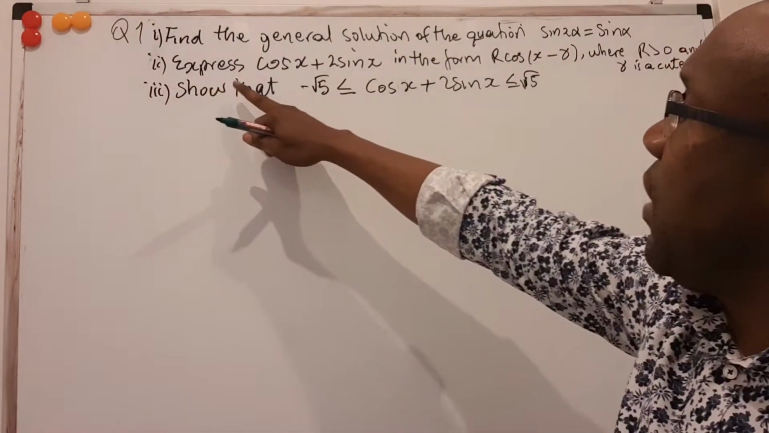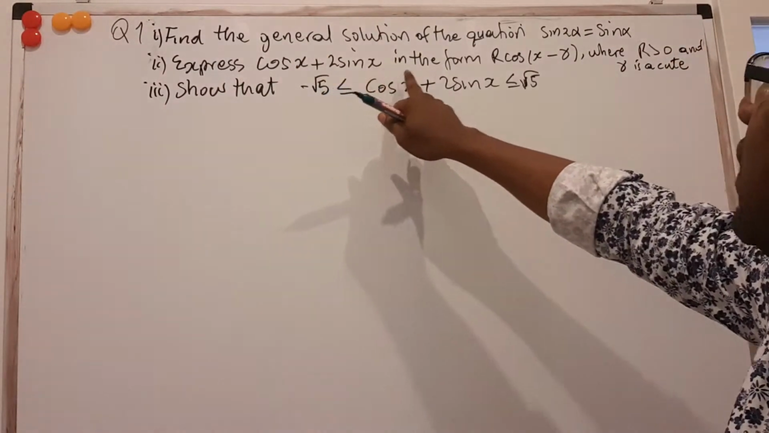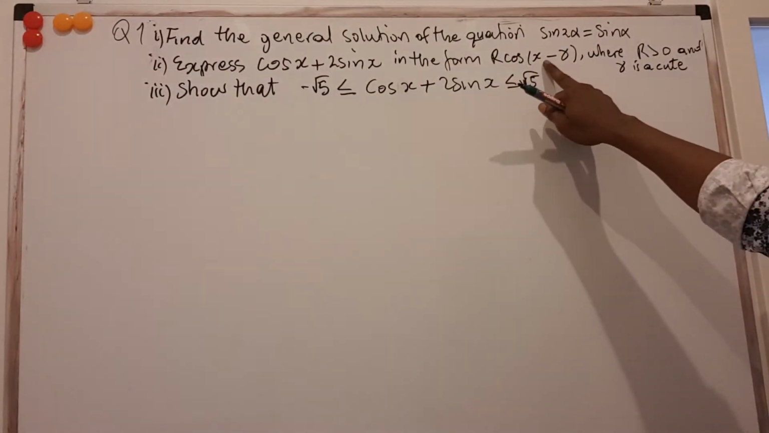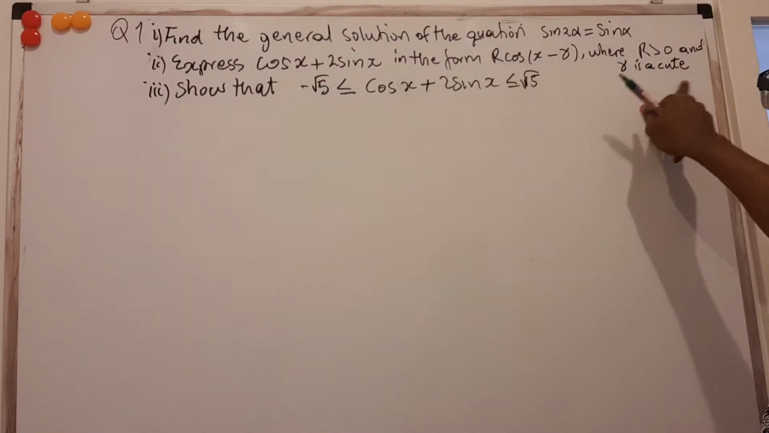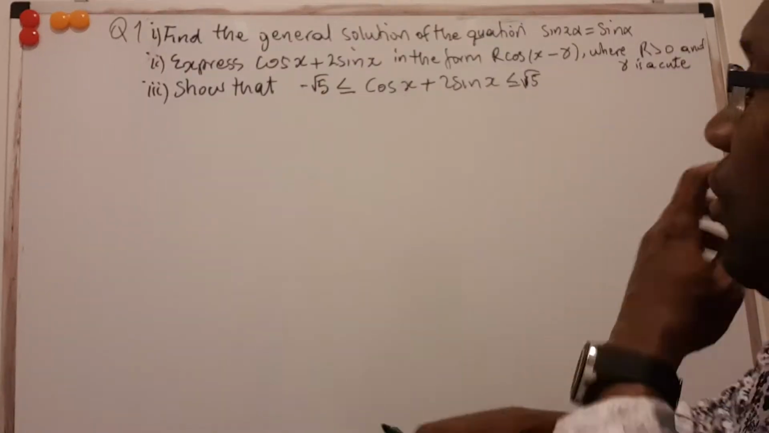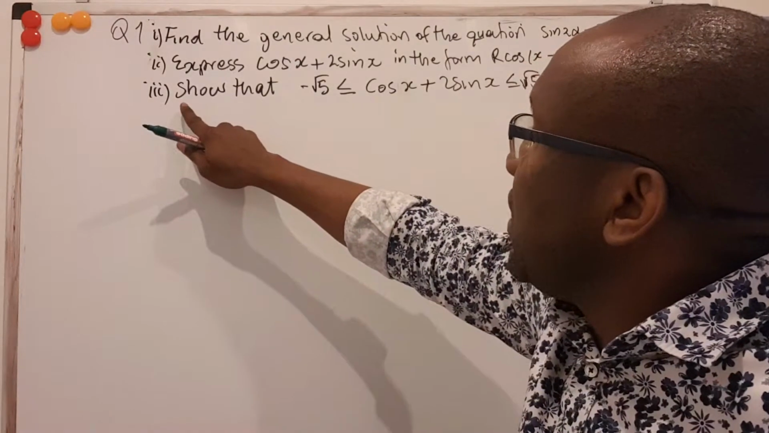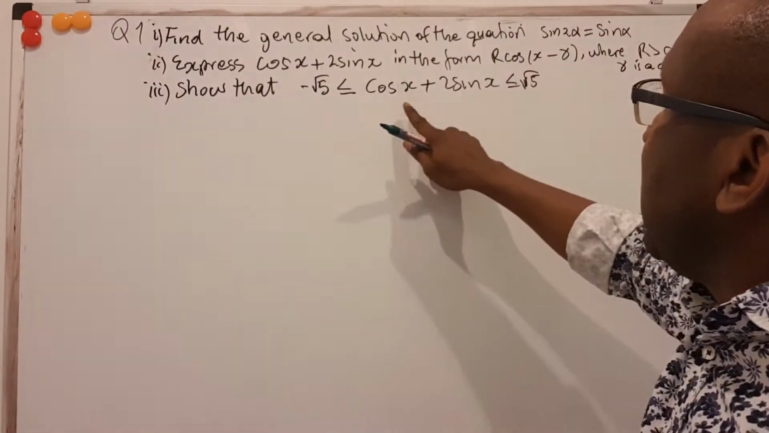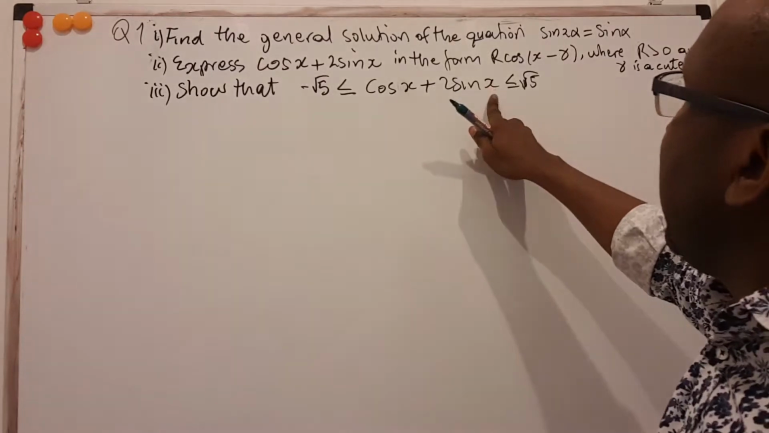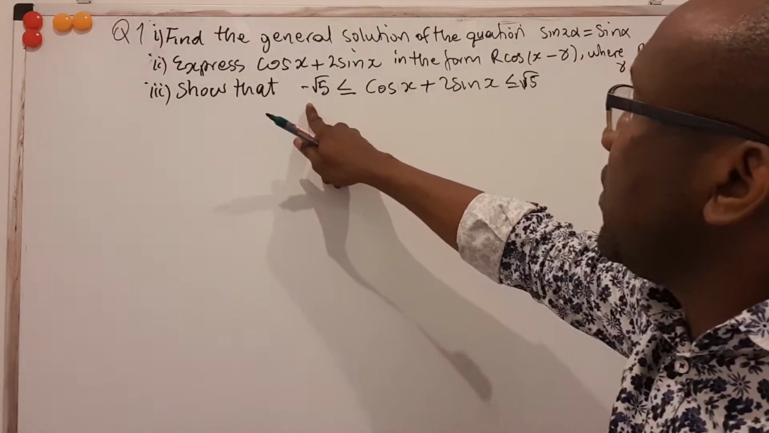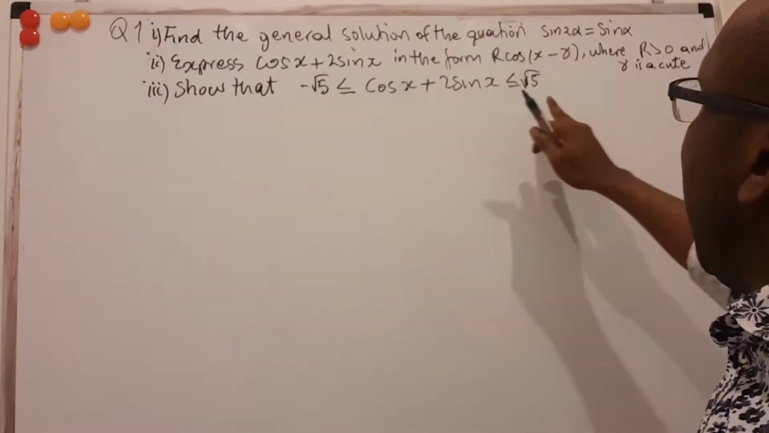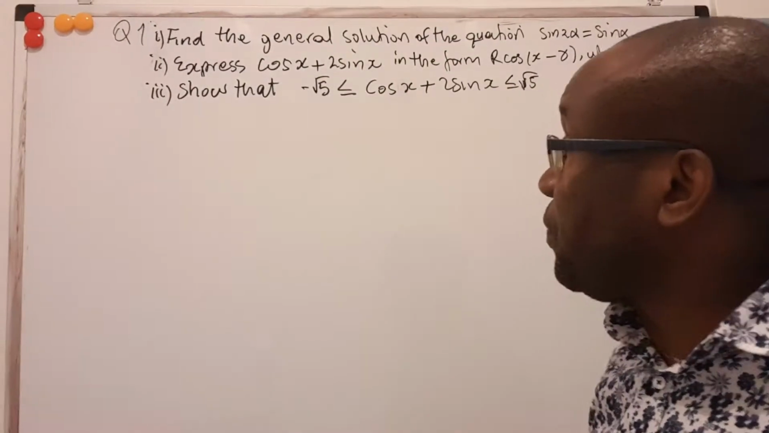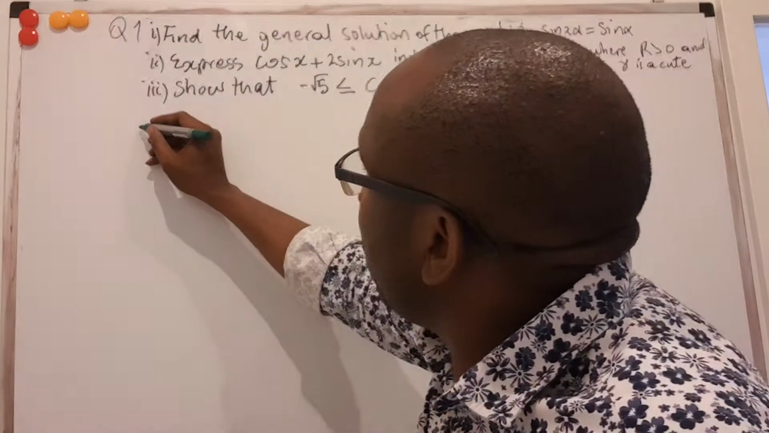The second says, express cos x plus 2 sine x in the form R cos (x minus gamma), where R here is a positive number and gamma is an acute angle between 0 and 90 degrees. And then the last one says, show that cos x plus 2 sine x lies between minus root 5 and root 5. So the minimum value is minus root 5 and the maximum value is root 5. So we start with the first one there.